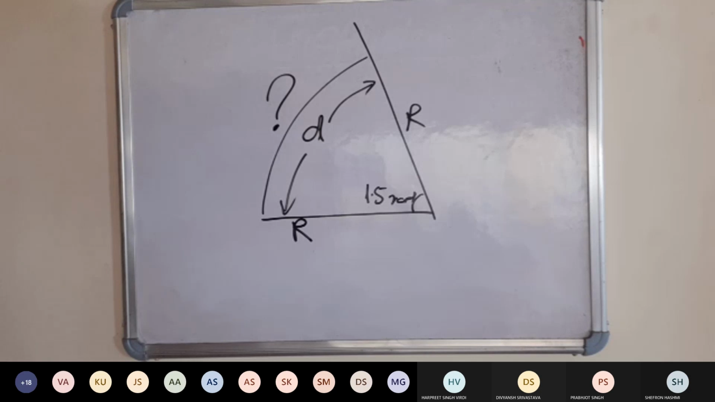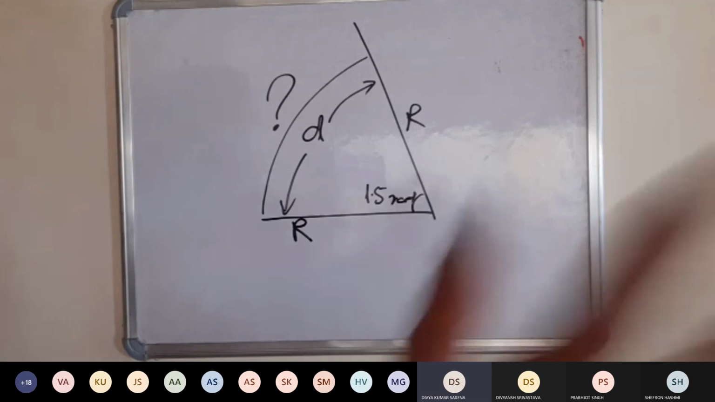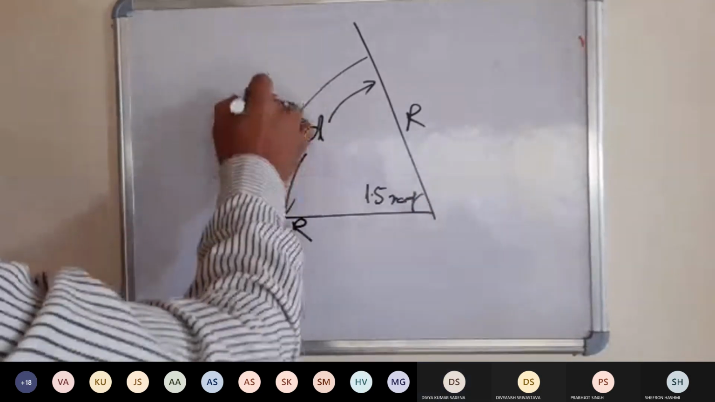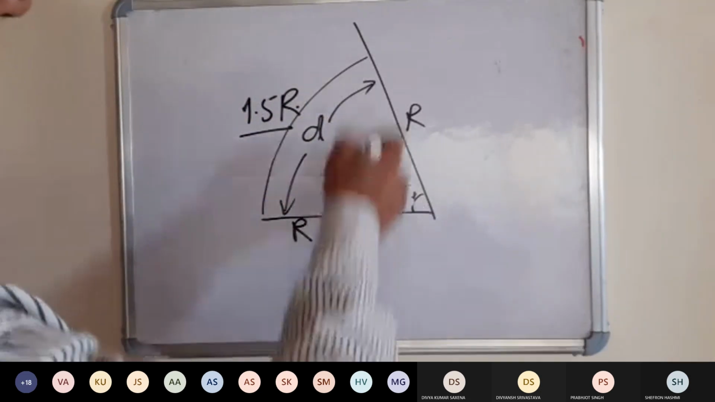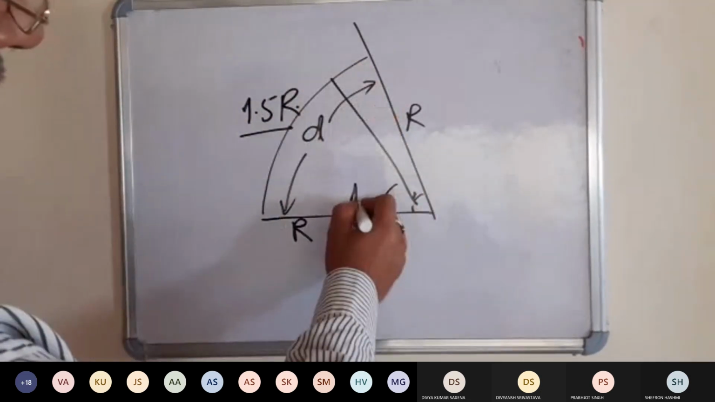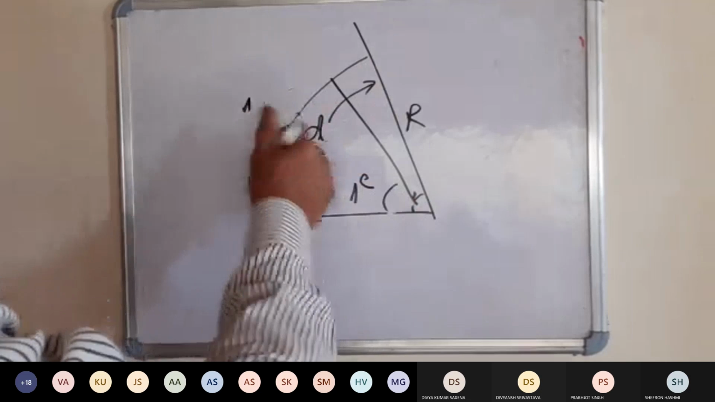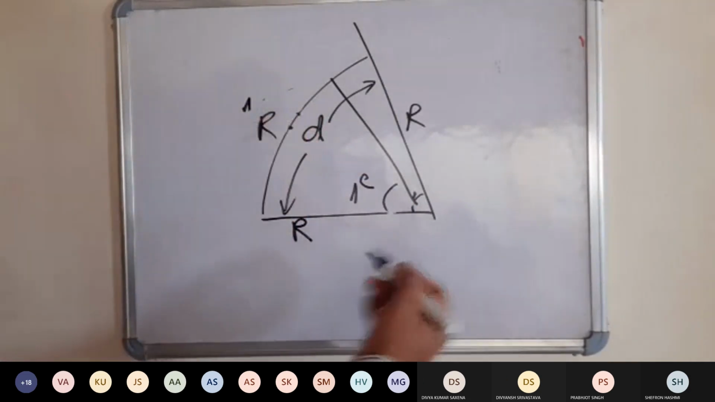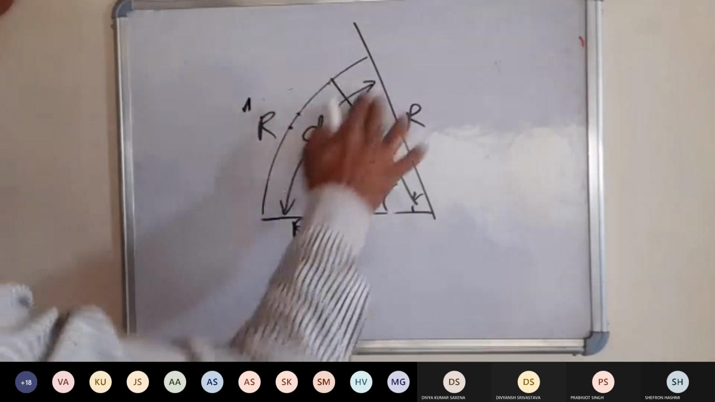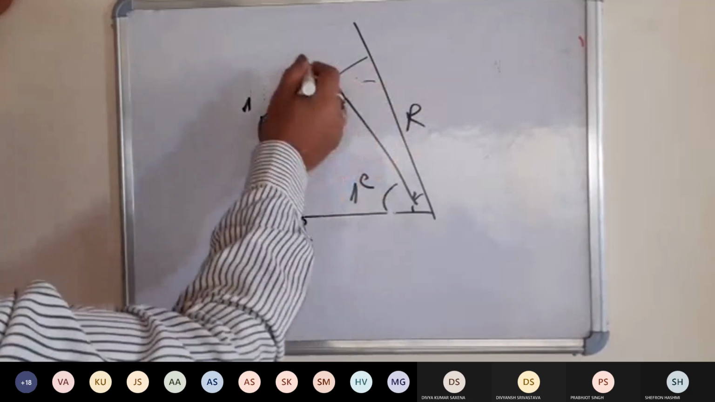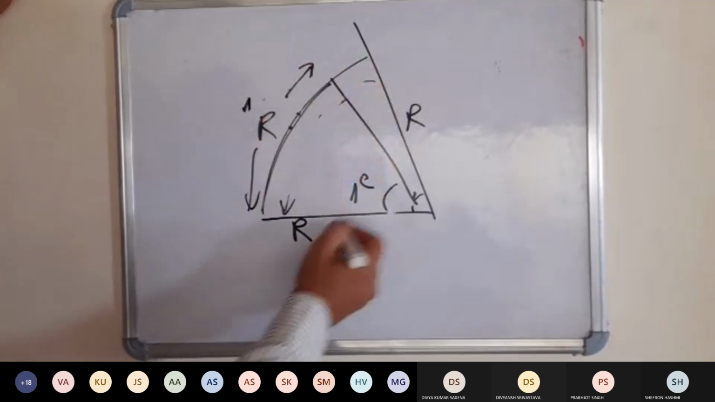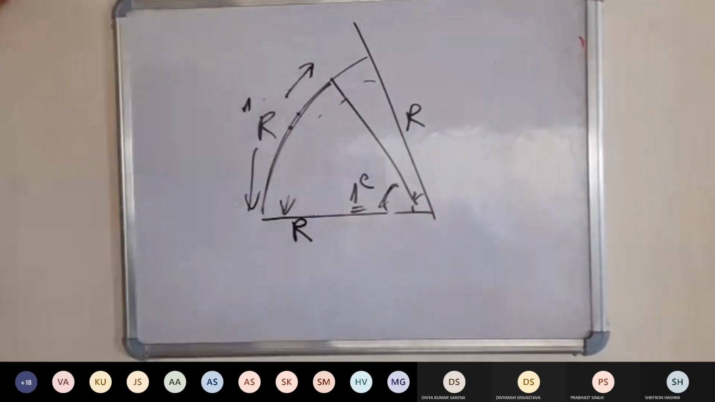Anyone? Quick. Don't waste time. 1.5 r square? R square नहीं, बस 1.5 r. That's all. Because we know already that if the angle is 1 radian, then the distance is r. That means if the arc is of length r, then the angle subtended is 1 radian. That is what we did yesterday, right?